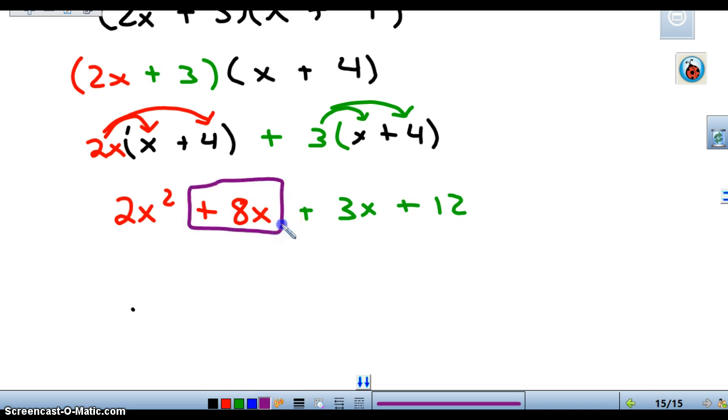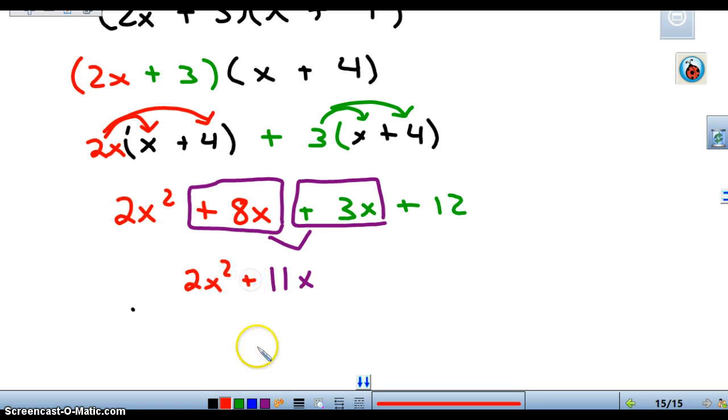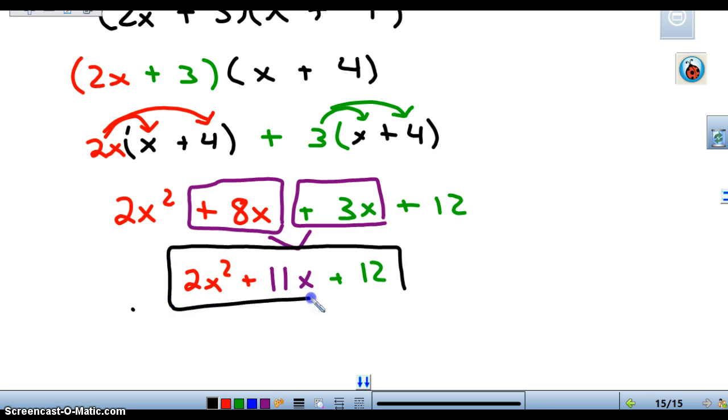Now we can combine our like terms. 8x plus 3x is 11x. 2x squared plus 11x plus 12. Do I have any other like terms? Is it written in standard form? Yes.